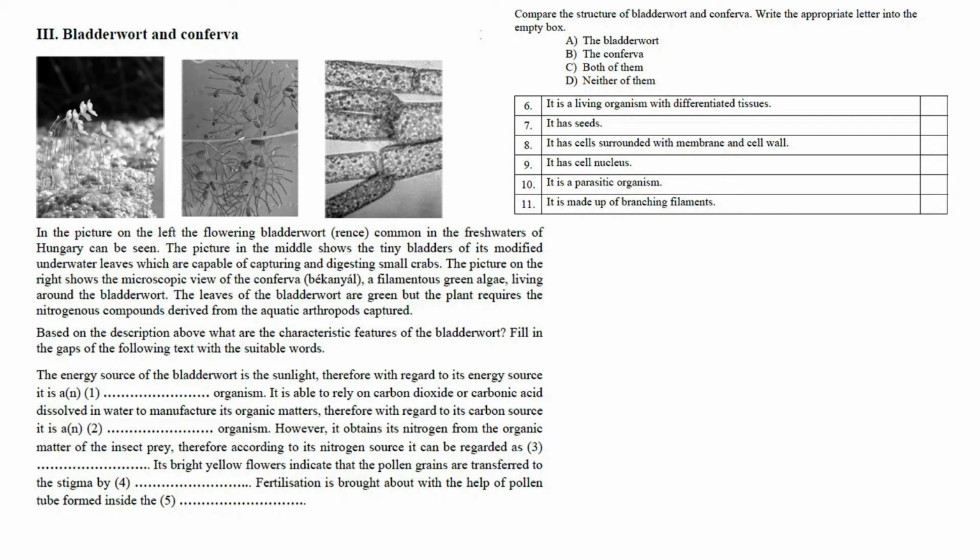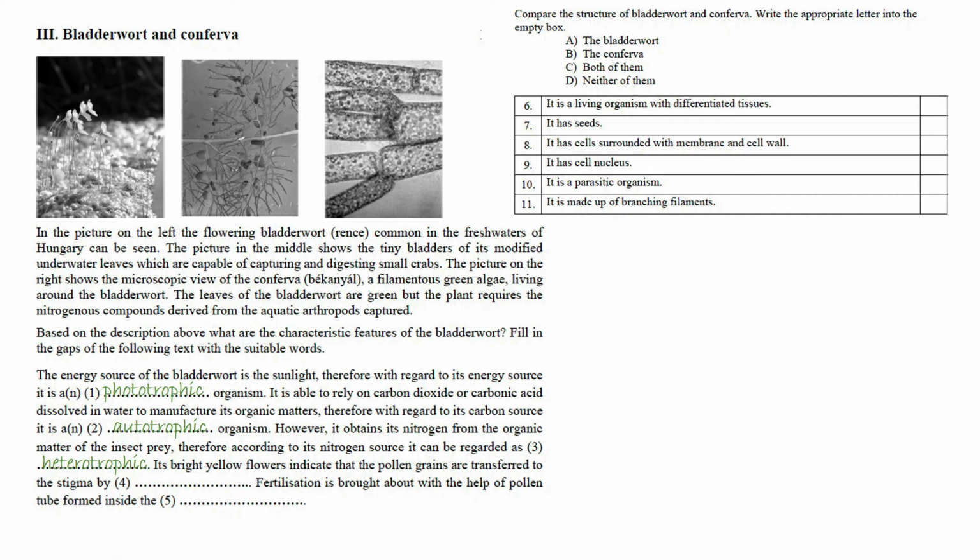The energy source of the bladderwort is the sunlight. Therefore, with regard to its energy source, it is a phototrophic organism. It is able to rely on carbon dioxide or carbonic acid dissolved in water to manufacture its organic matters. Therefore, with regard to its carbon source, it is an autotrophic organism. However, it obtains its nitrogen from the organic matter of the insect prey. Therefore, according to its nitrogen source, it can be regarded as heterotrophic.